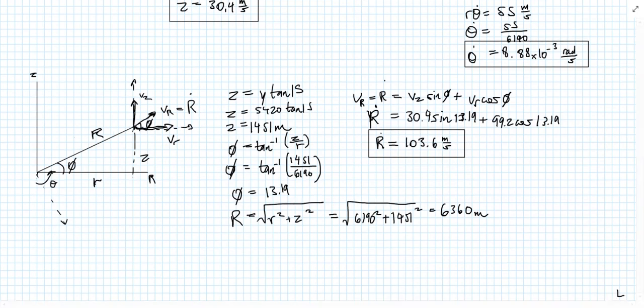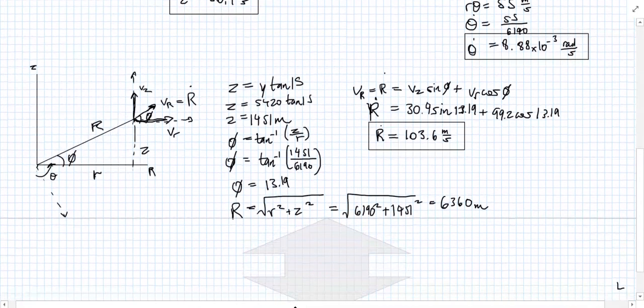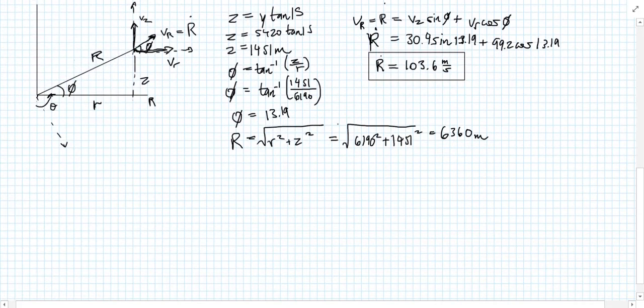The next thing we have to find is our theta dot. So what is theta dot? Theta dot we found before. That's great, we don't have to answer this part again. We have 88.88 times 10 to the negative 3 radians per second. That's wonderful. We can box that.